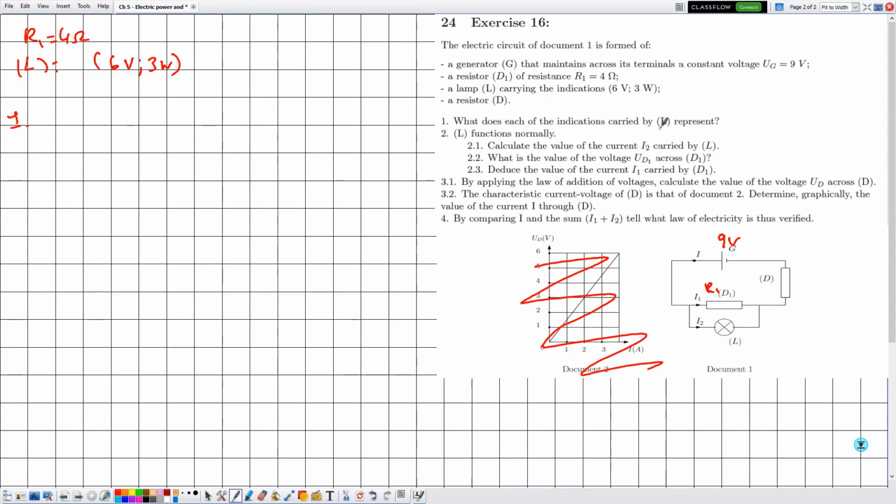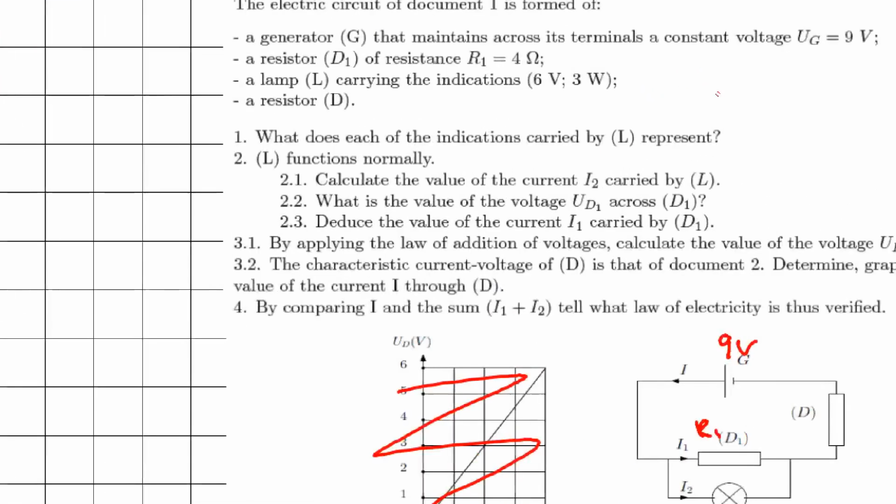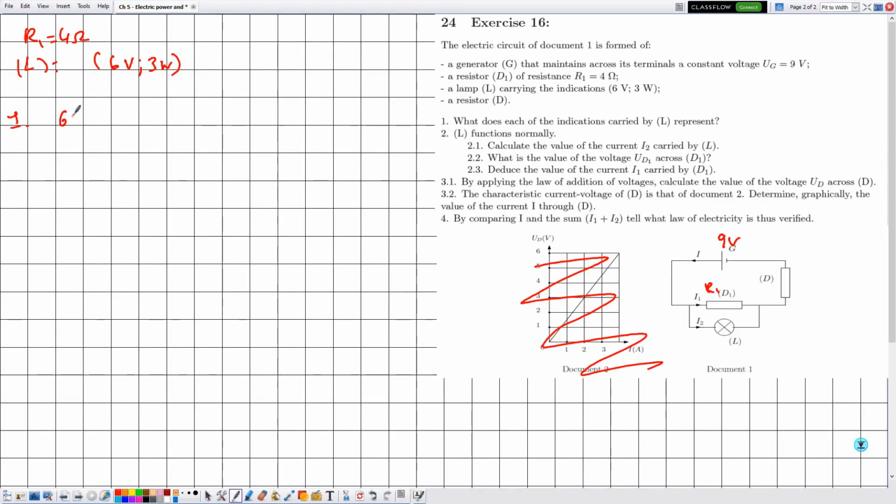In number 1, they are telling me what does each of the indications carried by L represent. So let's start with 6 volts. It's the rated voltage of the lamp L, under which it functions normally. Whereas the 3 watts is the rated power consumed by L.